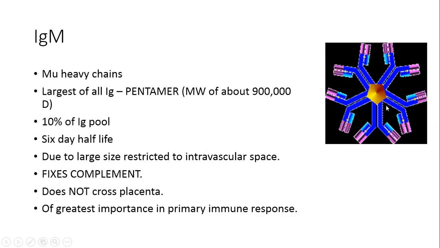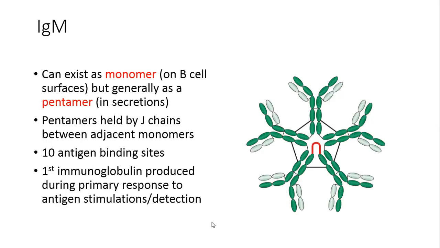So an IgM has 10 binding sites. 1, 2, 3, 4, 5, 6, 7, 8, 9, 10. 5 times 2, 10 binding sites. So even if it's not a perfect fit, it's sort of a function of brute force. There's so much there that we can do a great job in the primary or the first immune response that we see when we encounter an antigen. So IgM is a really important immunoglobulin in that first time we see any pathogen.